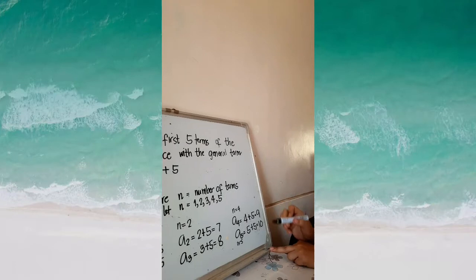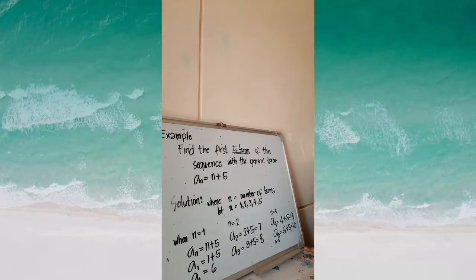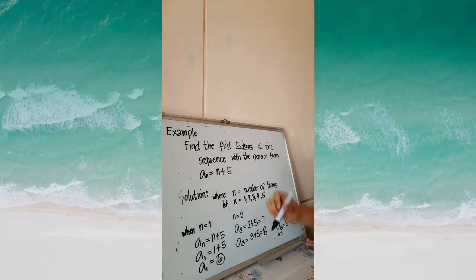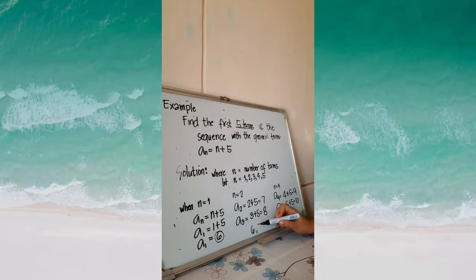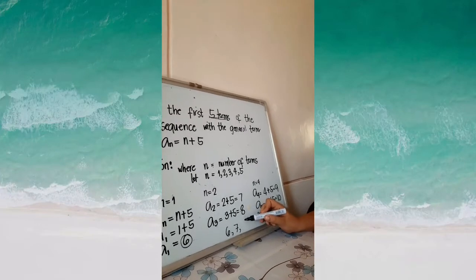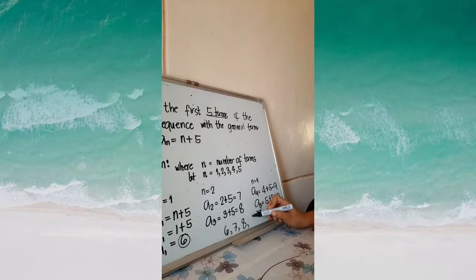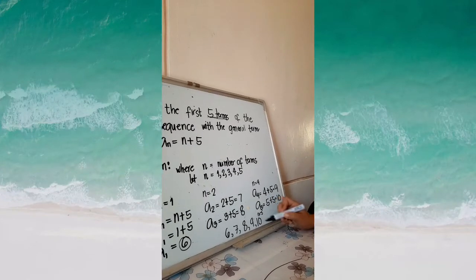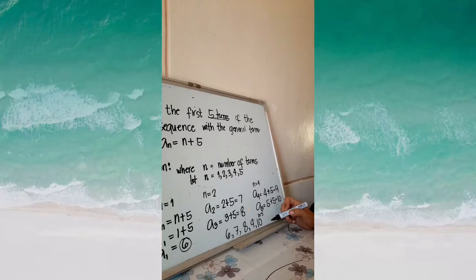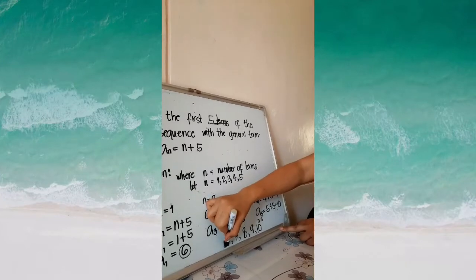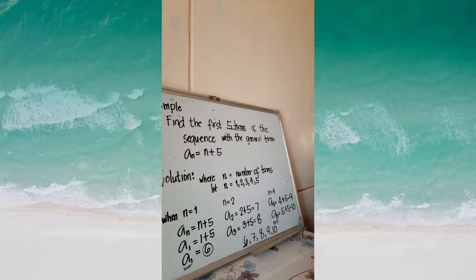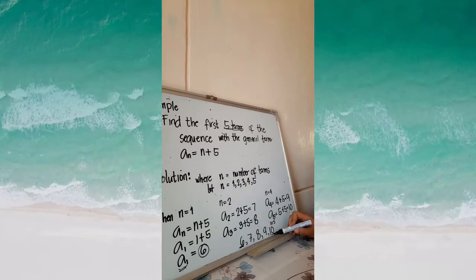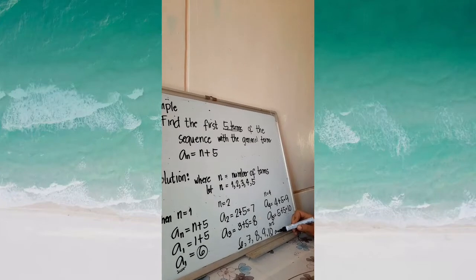So therefore, the first 5 terms of our sequence are 6 as our first term, 7 as our second term, 8 as our third term, 9 as our fourth term, and 10 as our fifth term or last term. We call this one the first term, which can be written as a sub 1, and this one is our last term, which could be written as a sub 5.